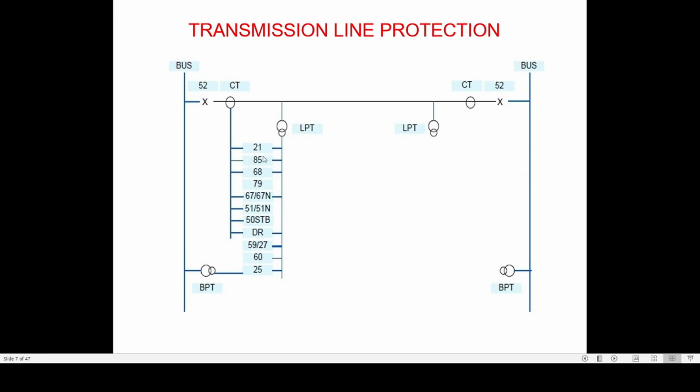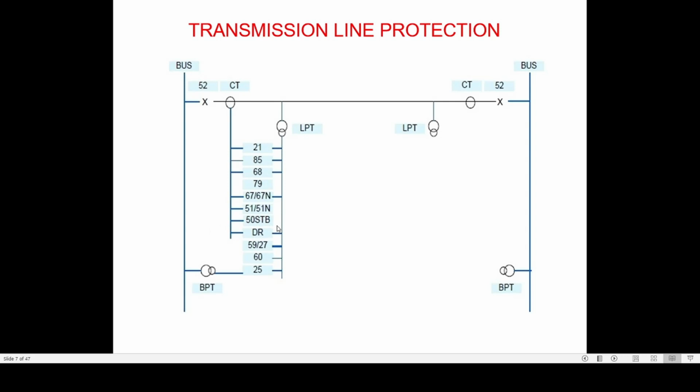For example, 21 is for distance protection, 85 is carrier protection or carrier-aided protection, 68 is for power swing, 79 for auto reclosure, and 67 is your directional earth fault or directional overcurrent. If it is followed by N, that means earth fault. If it is not followed by N, that means overcurrent. 51 is again overcurrent, and 51N is your earth fault.